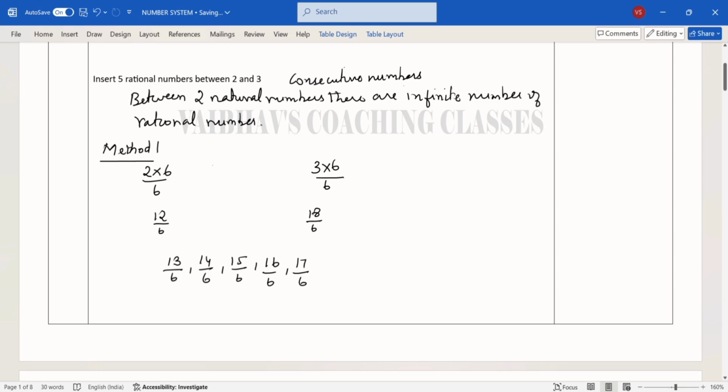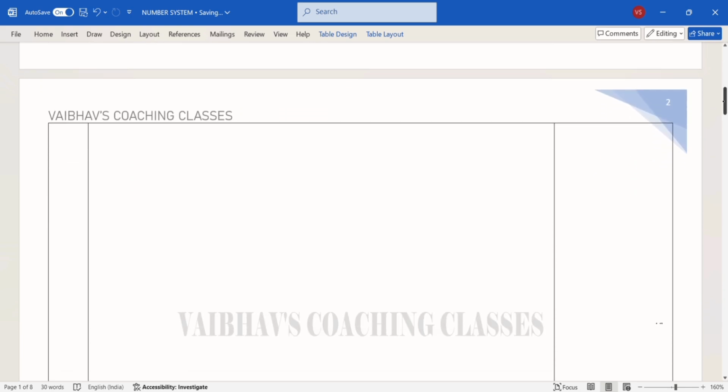Now we will go for another method. The other method is something like the averaging method. So let us see what the method is. We need to insert 5 numbers between 2 and 3. I'll write it down: 1, 2, 3, 4 and 5, and the last number is 3. So method 2 has two simple steps. Step 1 is add both the numbers.